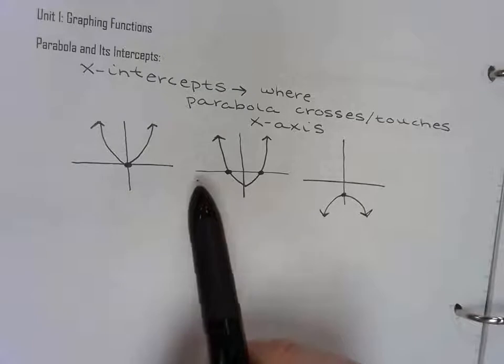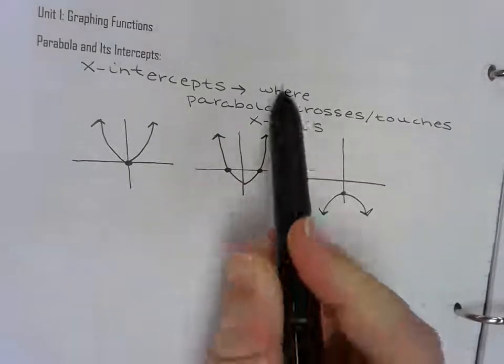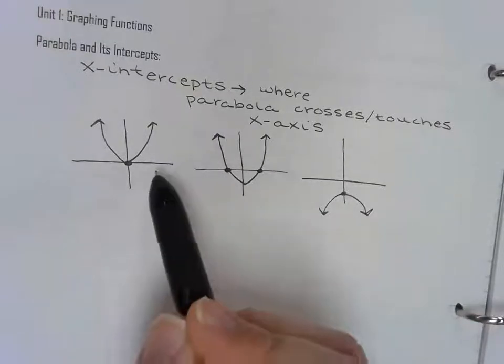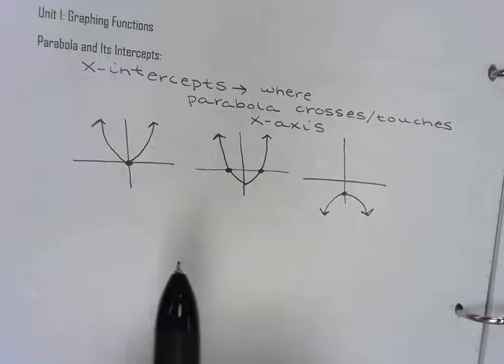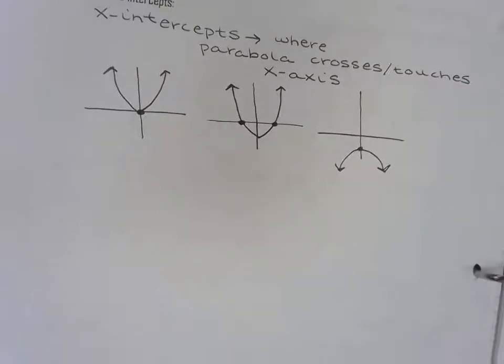Could I have 3 x-intercepts? If I think about a parabola, would it be possible to have 3 x-intercepts? No, because it goes up and doesn't come back down. So it's going to either cross twice, once, or none. So you're either going to have 1 x-intercept, 2 x-intercepts, which will usually be the case, or no x-intercepts.